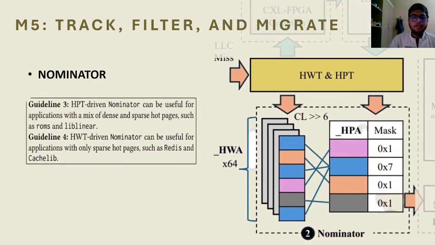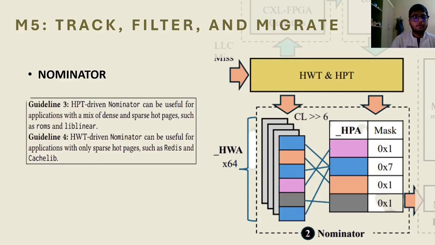Nominator has two key data structures, the HPA and the HWA. These two data structures are constantly updated from the hot word tracker and the hot page tracker. The HPA has an entry corresponding to the physical frame number of every identified hot page, and corresponding to every entry there is a 64-bit mask where the ith bit is set to 1 if the ith word in the hot page is identified as a hot word.